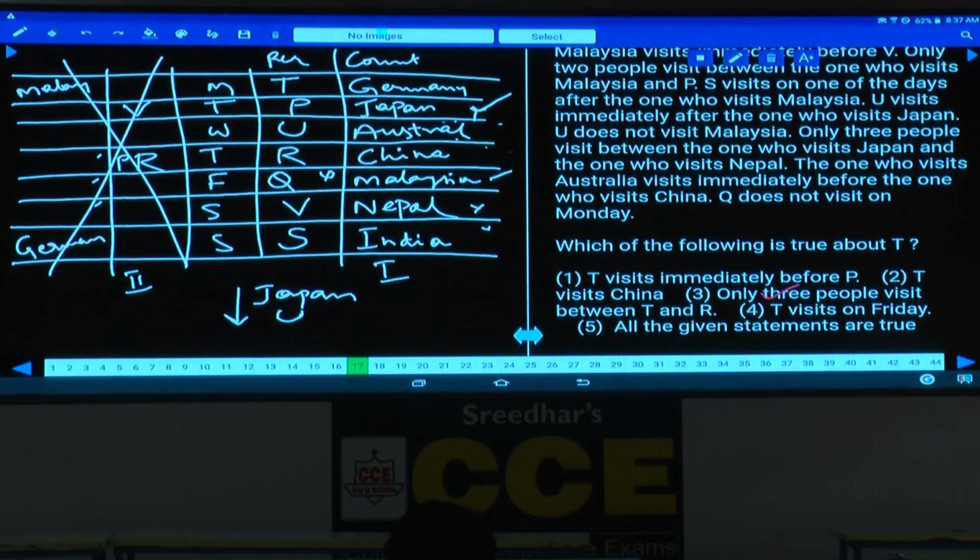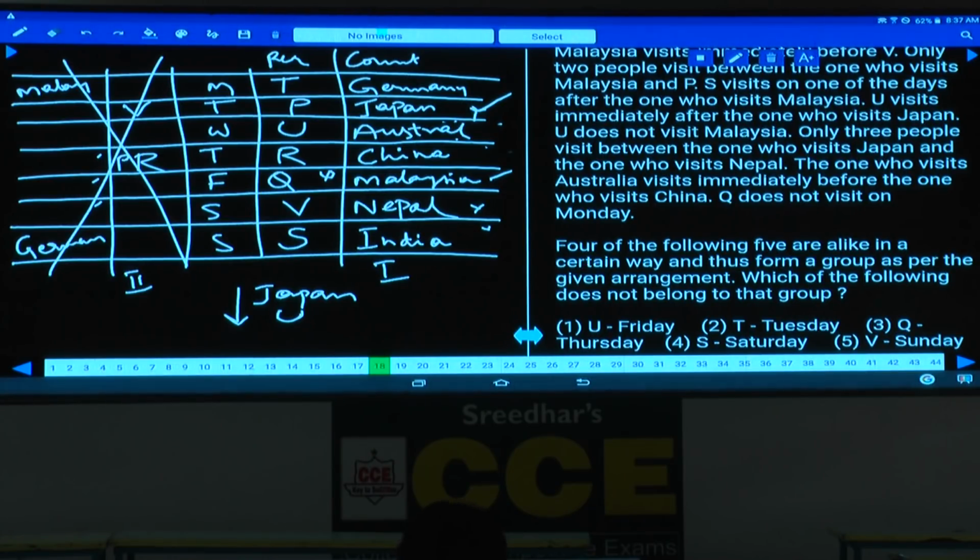Next one, question number 17. Which of the following is true regarding T? T visits immediately before P, definitely true or not? T visits immediately before P, definitely true, choice one.